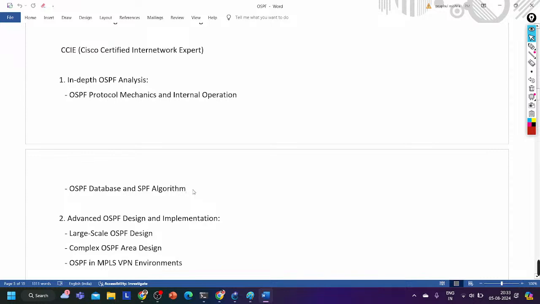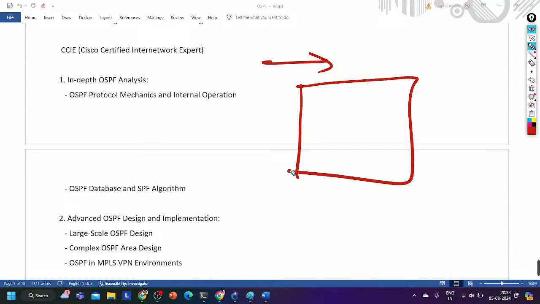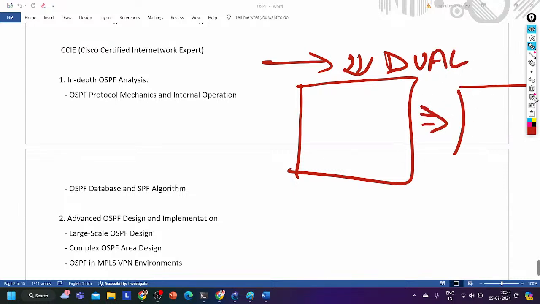EIGRP uses the DUAL algorithm to find the best path. In the same way, OSPF uses the SPF algorithm, shortest path first, to find the best path. Guys, in EIGRP, what will happen? Whenever a router receives an update message, it will install all that network information in its topology table, and on its topology table, EIGRP will run the DUAL algorithm, and with the help of the DUAL algorithm, it will find the best path, and then it will install the best path in its routing table.